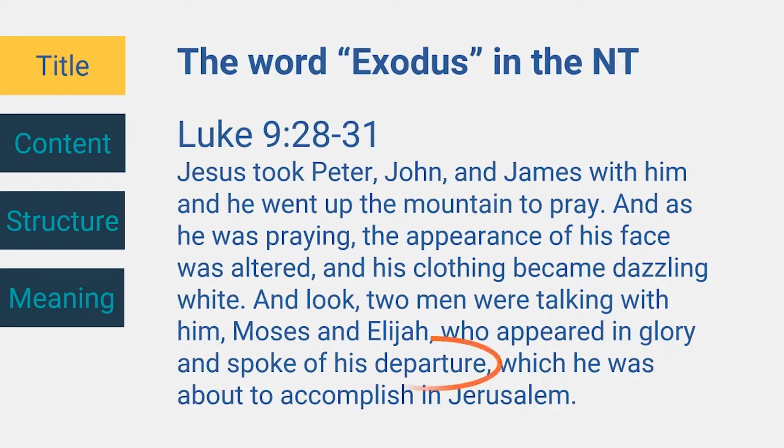Now this departure that Moses and Elijah are discussing is a reference to Jesus' death, which will come several chapters later. But the word that we find in the Greek text here is, you might have guessed it already, Exodus. Luke is using the word Exodus to refer to Jesus' death, and so making a comparison between the history of the people of Israel and the life of Jesus.